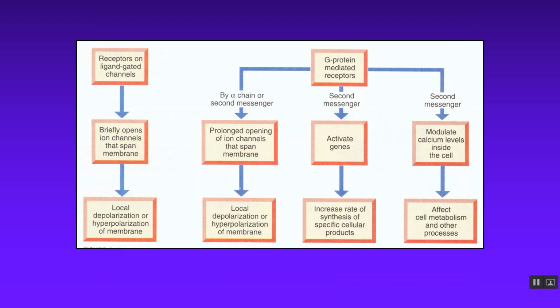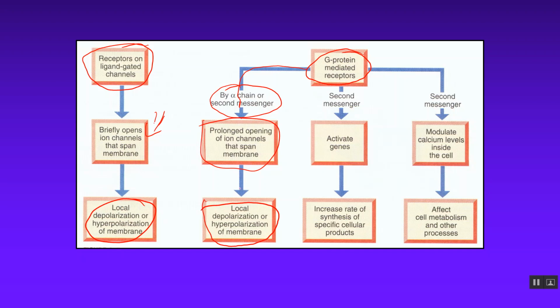So here's a nice little schematic that shows the different pathways. Here's by far the most common thing that happens in your nervous system: receptors on ligand-gated channels. When a neurotransmitter or ligand binds to it, they briefly open, do whatever they're going to do, and cause local depolarization or hyperpolarization. G protein-mediated receptors, either through just the alpha chain itself or the second messenger, can cause prolonged opening of ion channels. So this is fast opening of ion channels, and this is more prolonged opening of ion channels. Directly through the alpha chain or the second messenger can do that, and that can also cause local depolarization or hyperpolarization, but for longer periods of time.